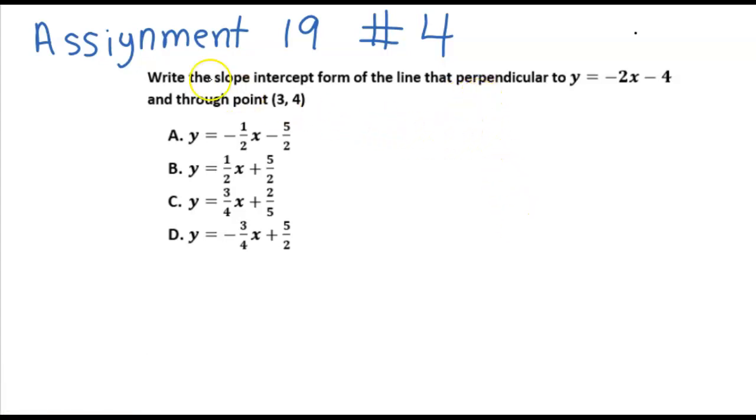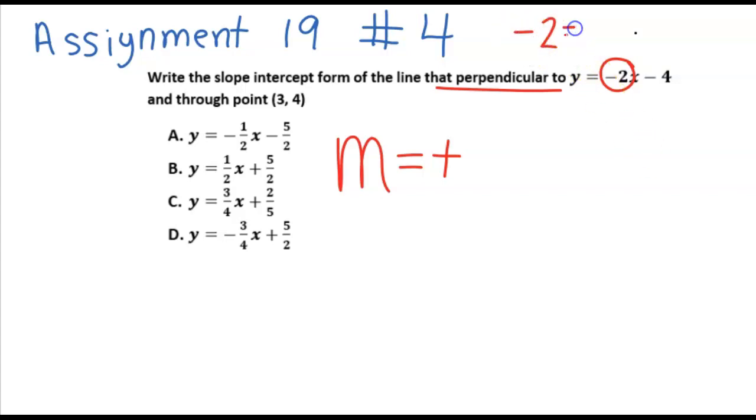So this word right here is a key word. I'm going to make another line that is perpendicular to that line right there. Well, what is the slope of this line? -2. So what is my slope for my new line? If this is negative, this one is going to be positive. And then I need a reciprocal, but to the whole number.